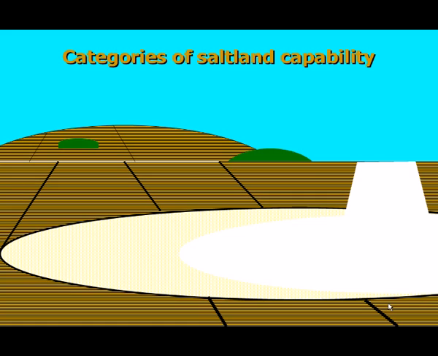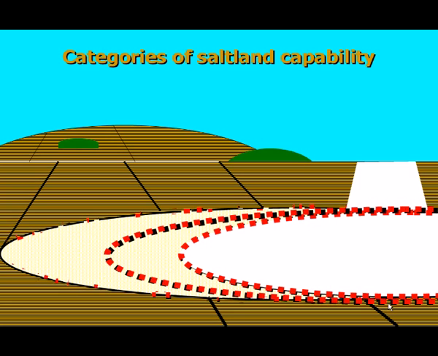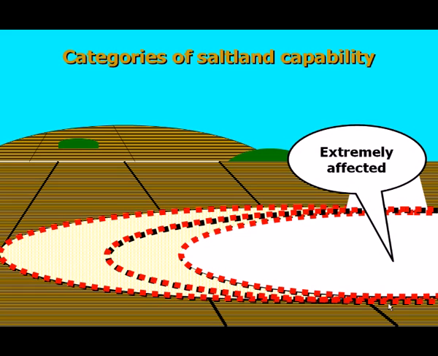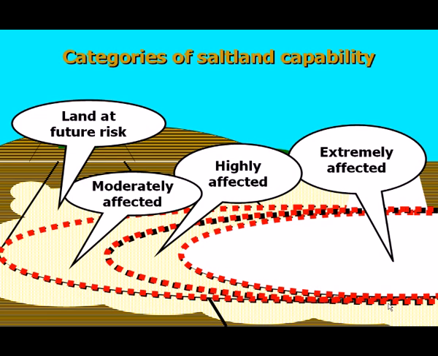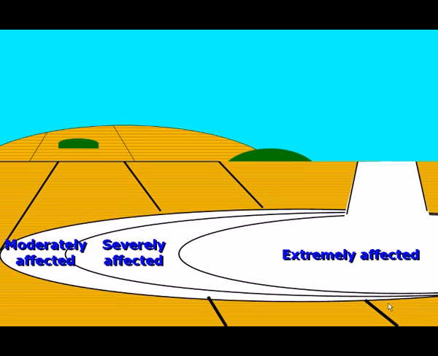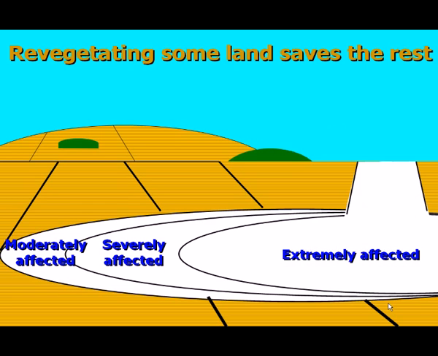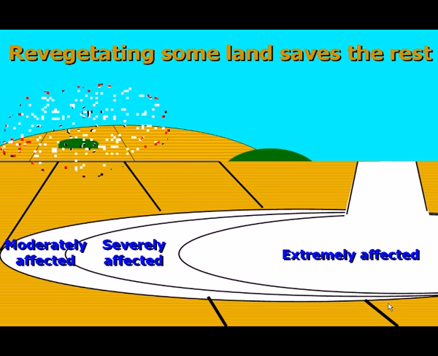I want to now tell you a story about how I think that understanding the categories of saltland capability can really help us achieve far more than just the revegetation of the land that we directly put plants into. You can think of saltland as having a range of capabilities. We've got extremely affected land, highly affected land, moderately affected land, and probably more insidiously from the farmer's point of view, land at future risk of salinity. And my view is that revegetating some land may help save the rest. So let me give you an example of what I'm thinking about.